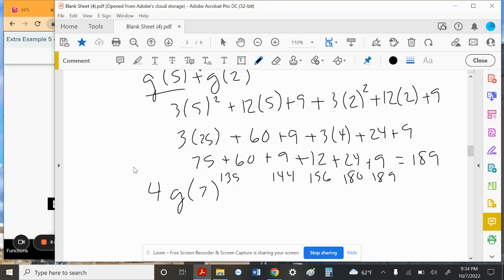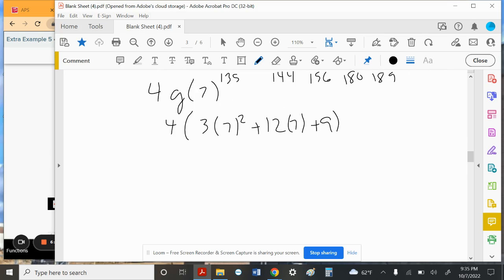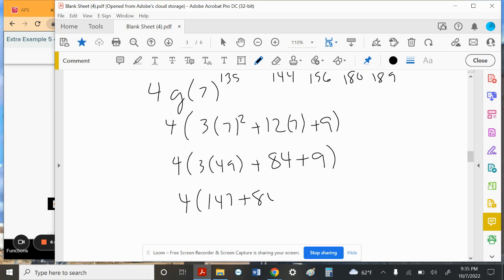Okay, and then the last one says 4 times g of 7. So g of 7 we're going to plug in kind of like this. This is the equation, kind of. So we have 4 times 3 times 7 squared plus 12 times 7 plus 9. That is 4 times 3 times 49. 12 times 7 is 84 plus 9. 3 times 49 is 147 plus 84 plus 9.